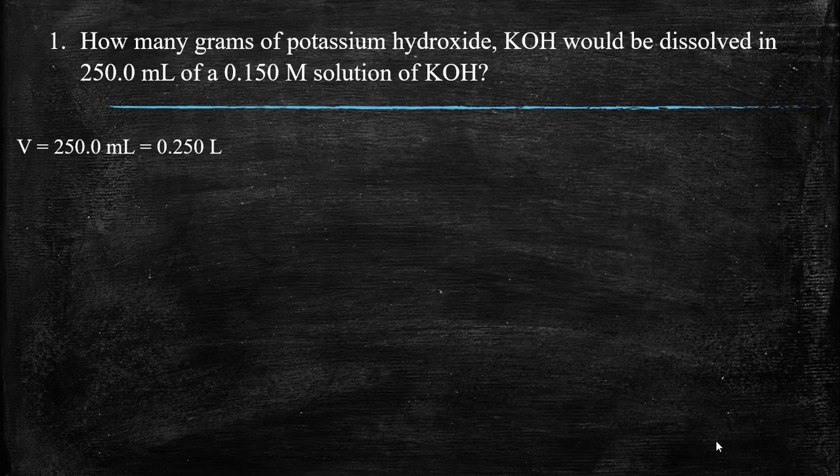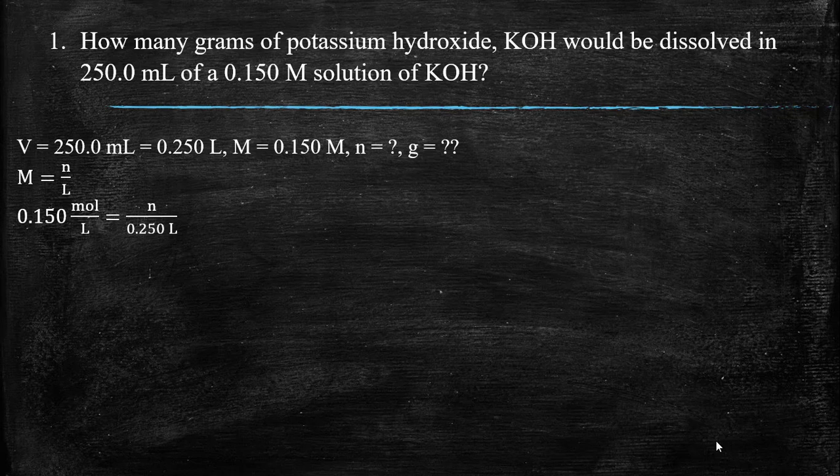We know the volume is 250 milliliters or 0.250 liters. The molarity is 0.150 molar. We don't know the number of moles. We don't know the number of grams, but if we know the number of moles, we can figure the number of grams. Molarity is moles divided by liter of solution, so 0.150 moles per liter, which is the same thing as molarity, equals moles divided by a quarter liter.